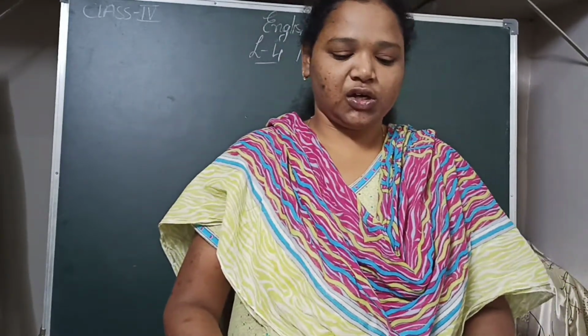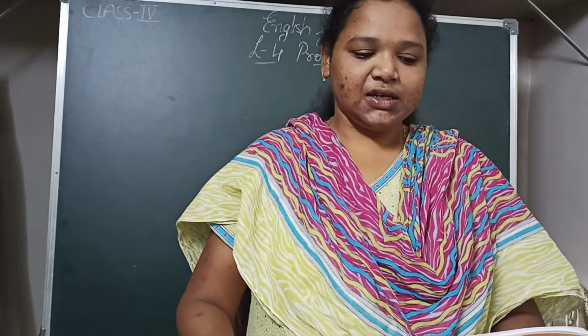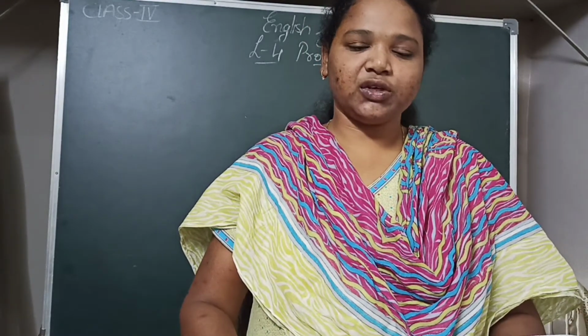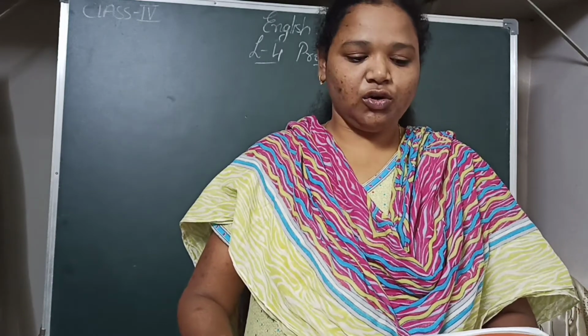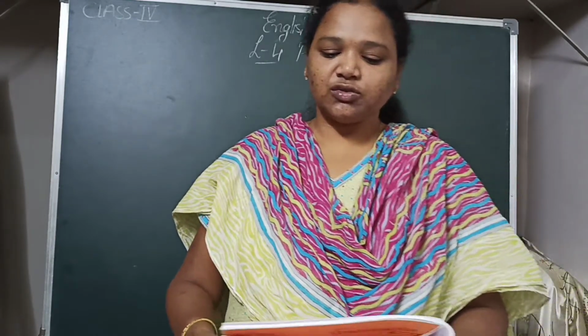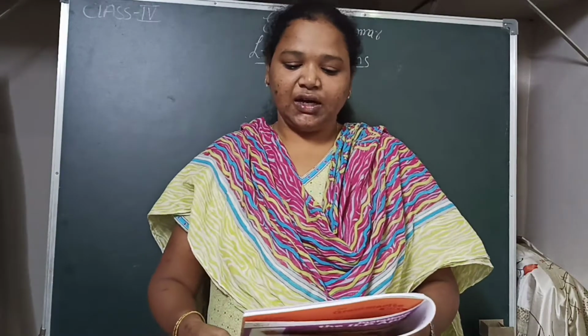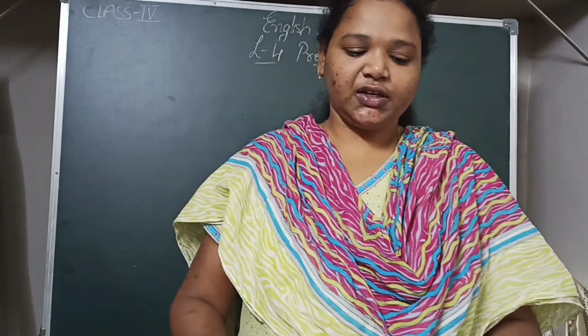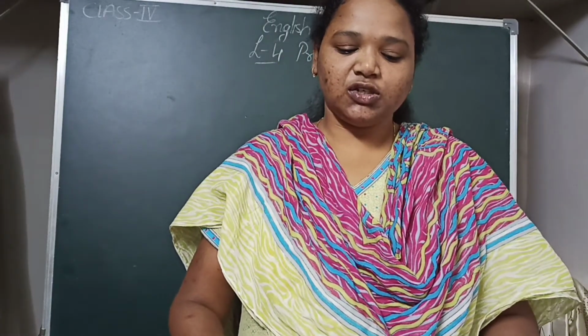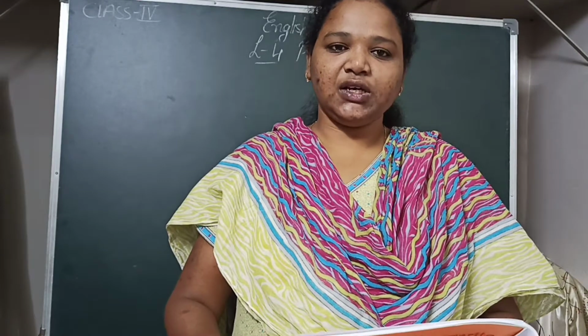So what are possessive pronouns? Read these sentences. This is Jenny's book. This book is hers. This is your cycle. This cycle is yours. So if the book belongs to Jenny, it is hers. Hers denotes Jenny's ownership of the book. If the cycle belongs to you, it is yours. Yours denotes your ownership of the cycle.